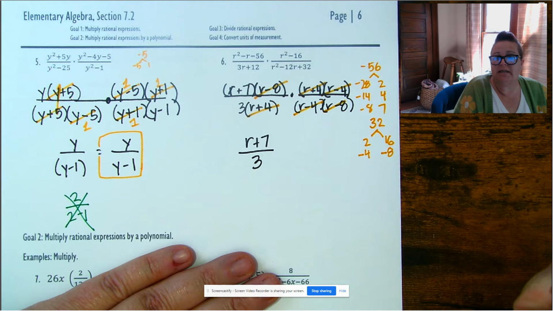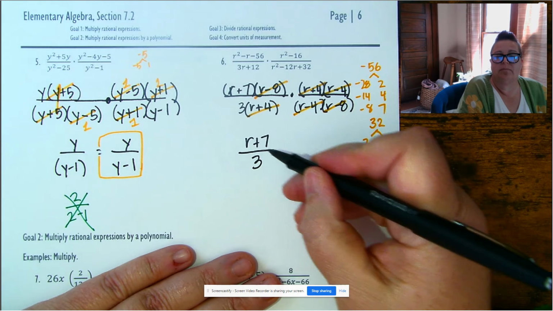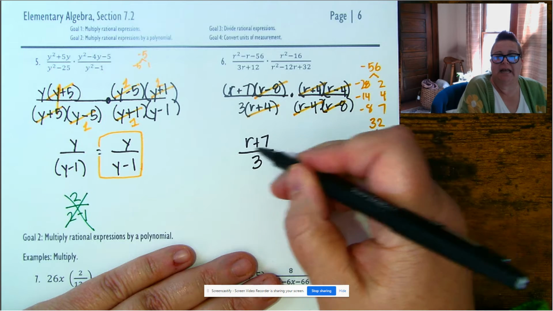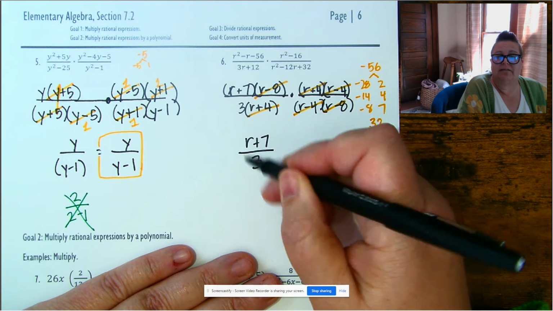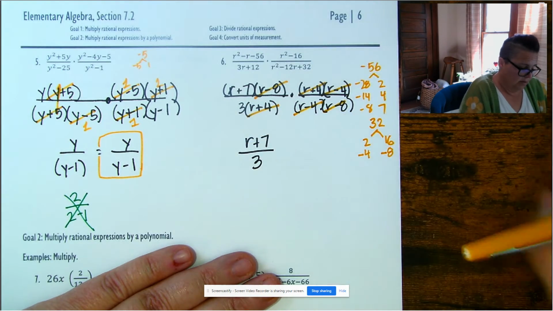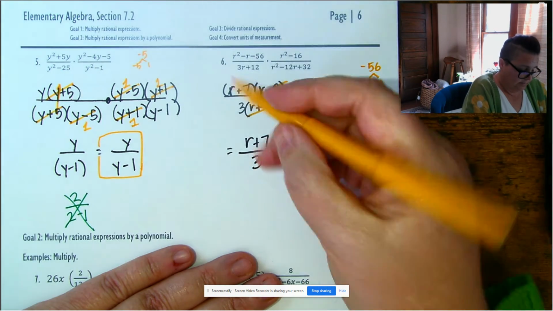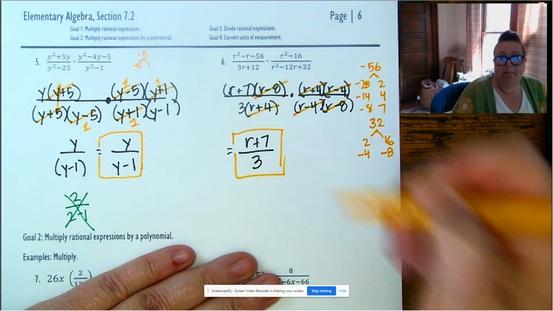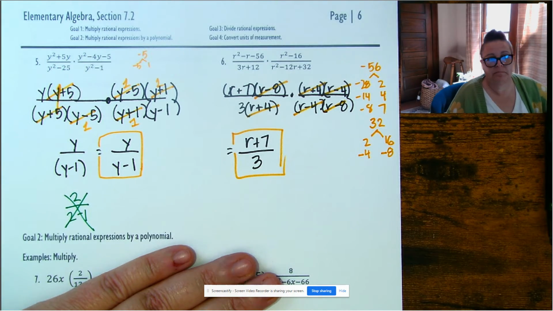Can I cancel anything more there? No. That r plus 7 hangs together until I can add. I won't be able to cancel anything more until I know what r is. And since I don't know what r is, this is it, and I am done. Okay. Great.